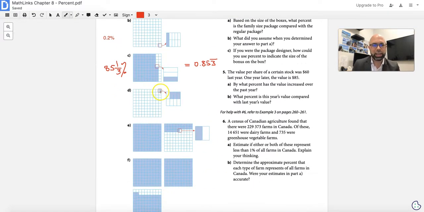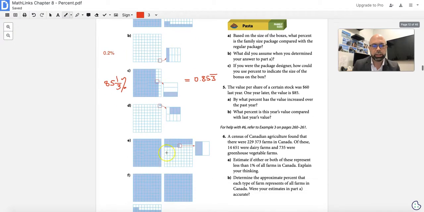This next one, again, just like B, D is going to be less than 1. So we have 3 boxes shaded in out of 8. So simply write 3/8%.